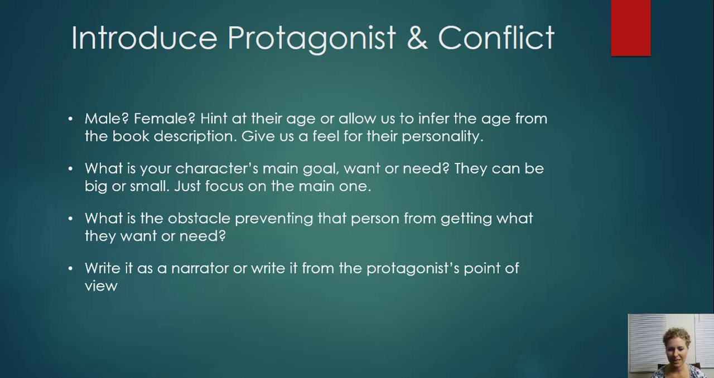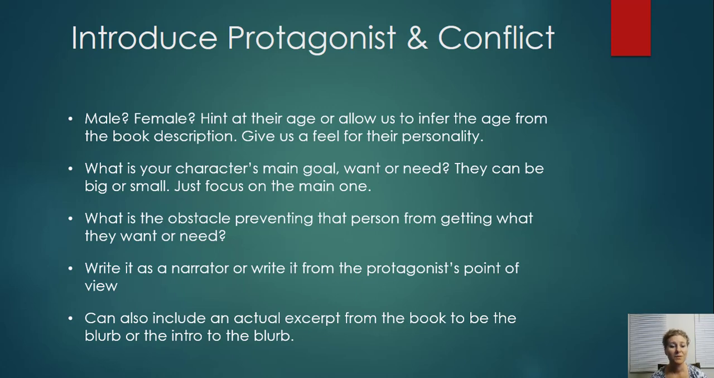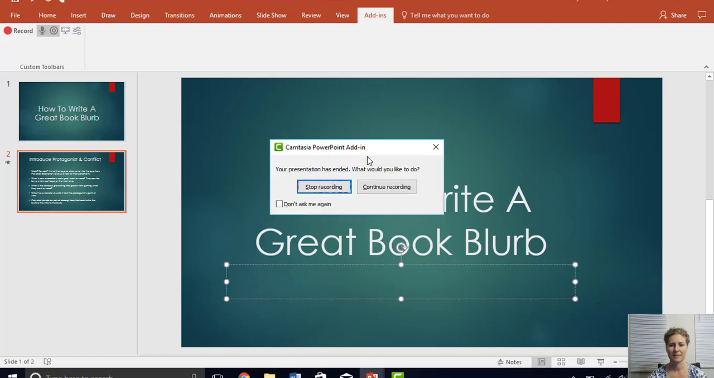The way that you can present the blurb is as the narrator, just telling what it's about, some nameless narrator out there, or you can also introduce it from the protagonist's point of view, which I find very intriguing because it gets us right into their headspace, and we are introduced to their voice and the way that they think, and I think that it very quickly pulls you into the book, much faster sometimes than a regular blurb does. And then you can also include an actual excerpt from the book to be the blurb or to be the intro to the blurb. So we're going to take a look at some of these.